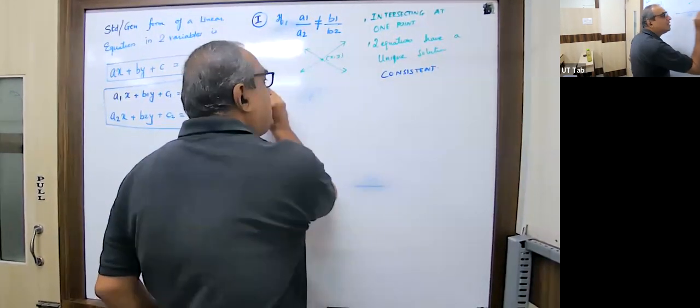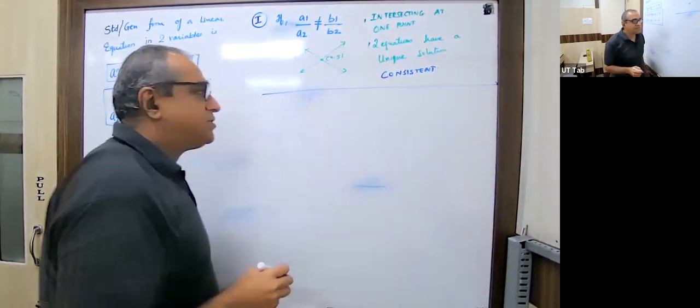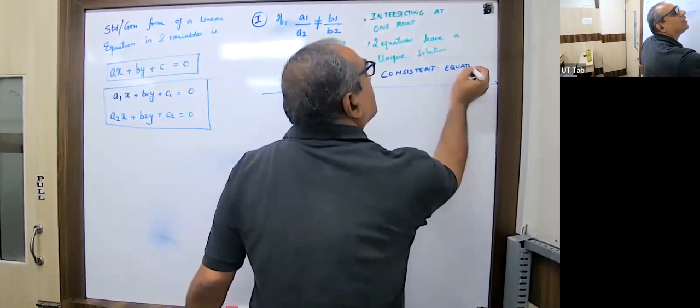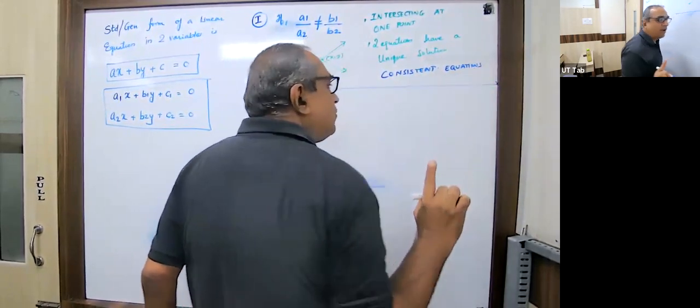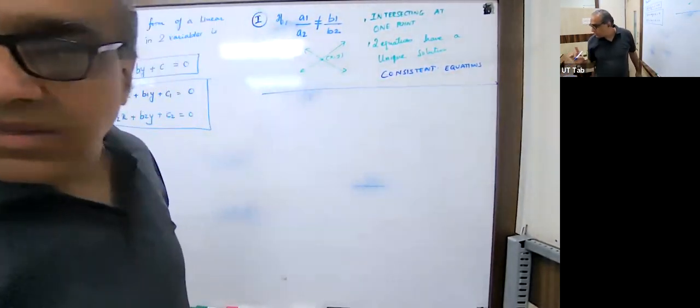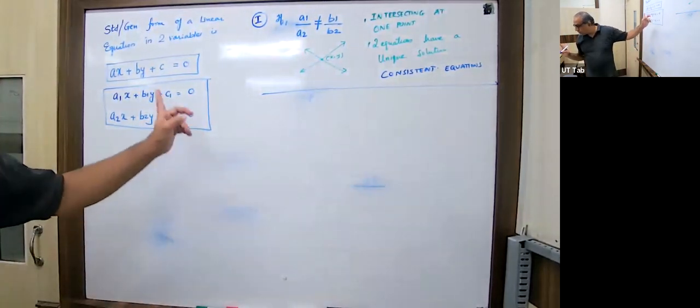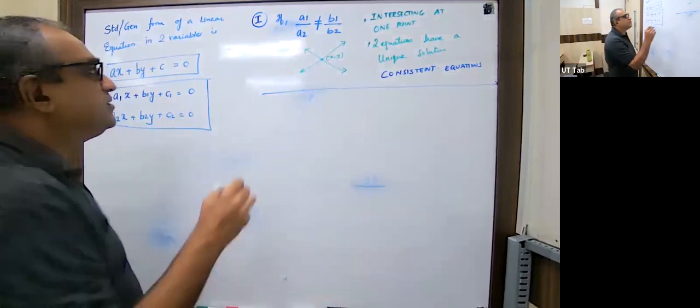What are they said to be? Consistent equations. Lines will intersect at one and only one point, and they will have a unique solution. Two equations will have a unique solution.